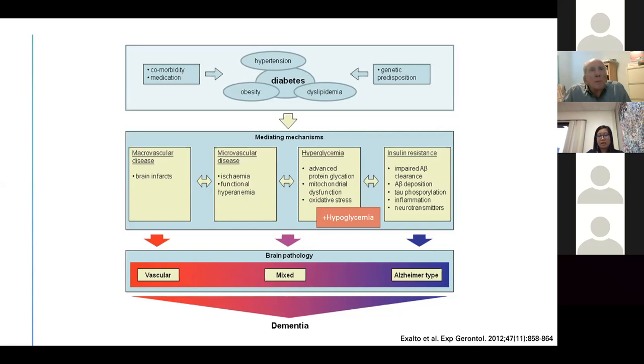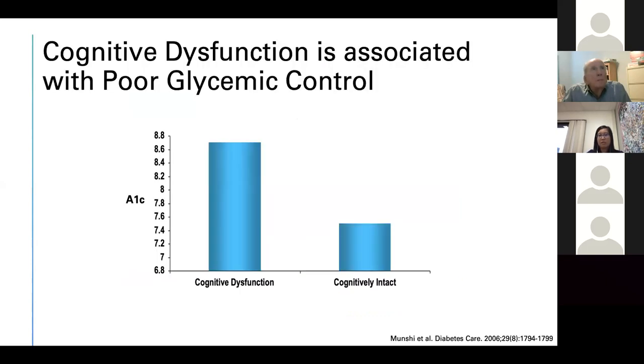And why is this important? It's important because cognitive dysfunction is also associated with poor glycemic control. My colleague, Medha Munshi in Boston, looked at patients with type 1 and type 2 diabetes and administered cognitive testing to see whether there is a difference in glycemic control as measured by hemoglobin A1C. And what she found was that there is a significant difference, and those individuals who have cognitive dysfunction tend to have poorer glycemic control. They also have higher functional disability, hearing and vision impairment, and are more likely to fall.